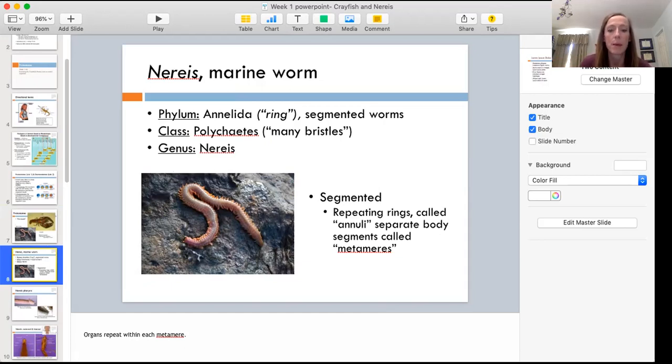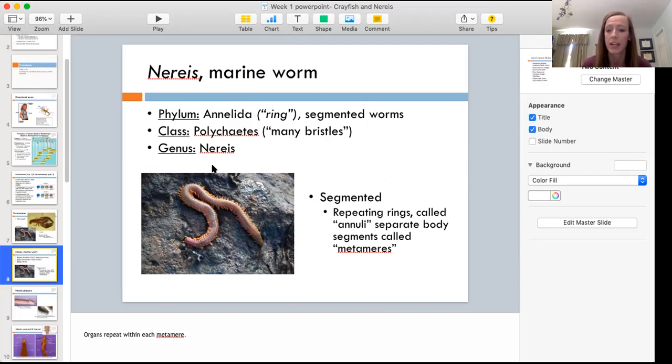It is a member of the group Annelida, and annelid means ring. That's because of these repeating segments, these repeating rings that make up the segmented worms. It's part of the class Polychaeta, which means many bristles. I've also heard it said polysetae, because those bristles are called setae, the little bristles coming out of the appendages, or parapodia, on our Nereis worm. And its genus is, of course, Nereis. So like I said, it is segmented.